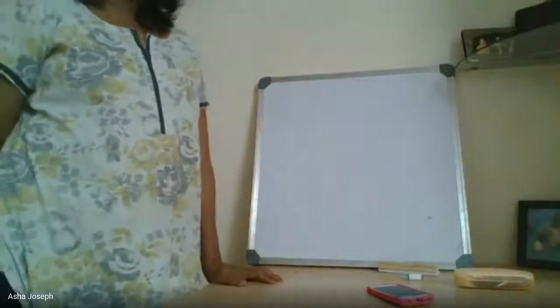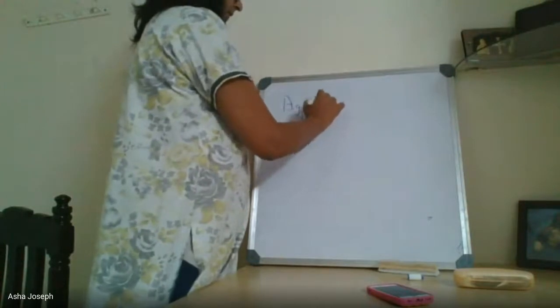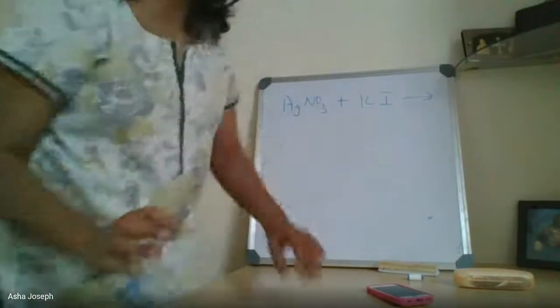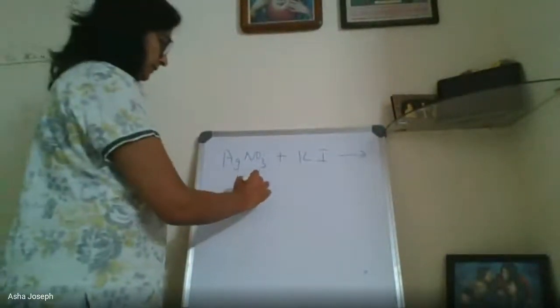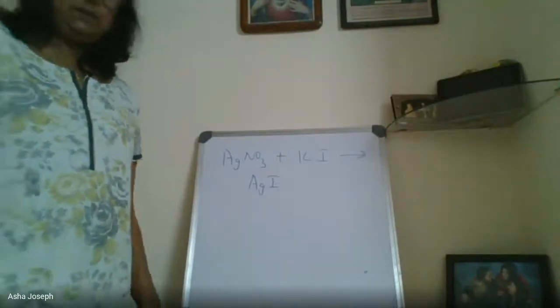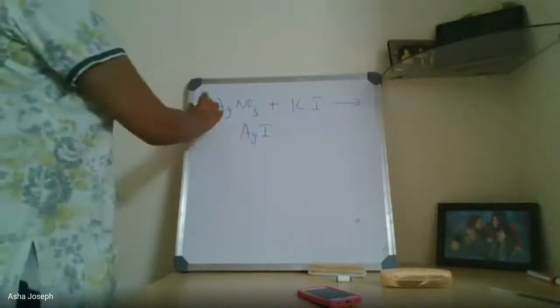Okay, the first case. If you add silver nitrate, can you see, to potassium iodide solution. Board is clear? So, can you see the board? Yes, ma'am. No.